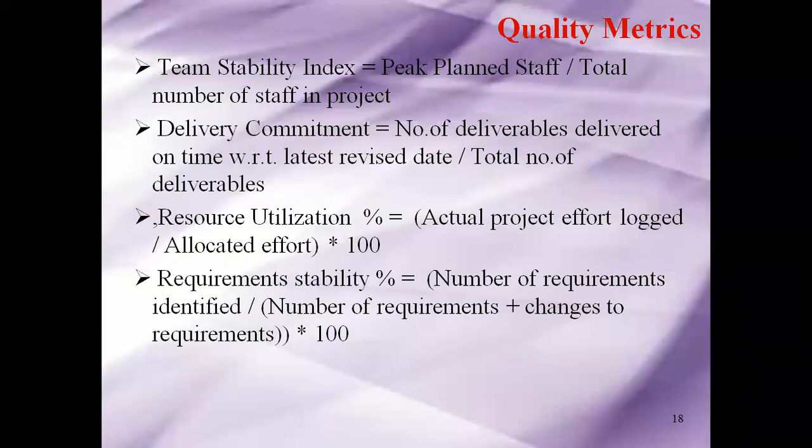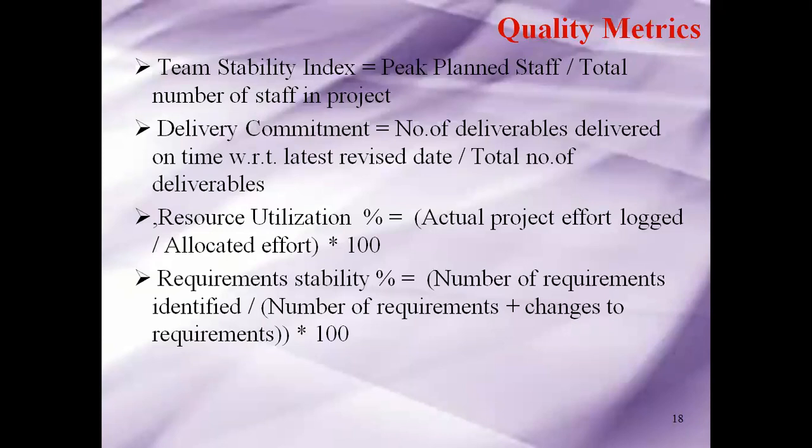Number of requirements identified, that is the critical mass line, divided by number of requirements plus changes to requirements, the scope change, into 100, will give you the requirement stability of that particular project or your documentation project. So that time you can argue that this came in at this point of time, so my writers cannot do it. That is how I've argued and won some time for my writers.